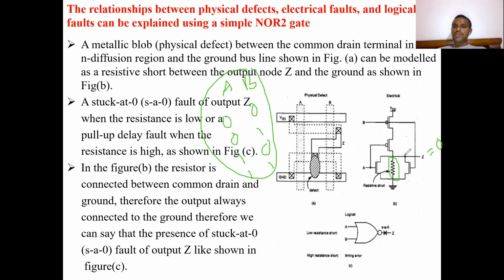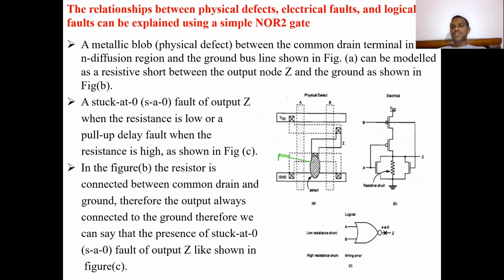Why? Because the output is shorted with the ground because of these physical defects. That's why it is directly connected with the ground. Whatever input you apply, you get the output as 0. That's why this is called stuck at 0. The output is stuck at 0 value. This is the fault we get due to these physical defects.